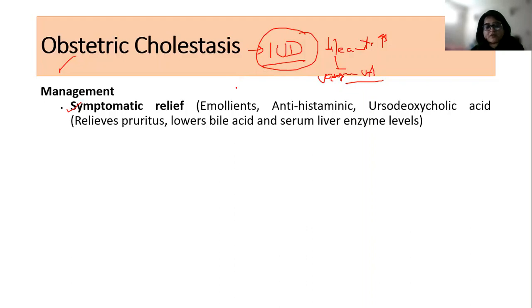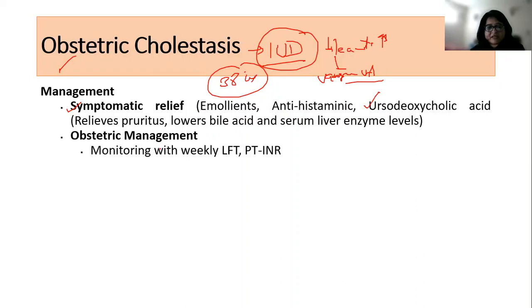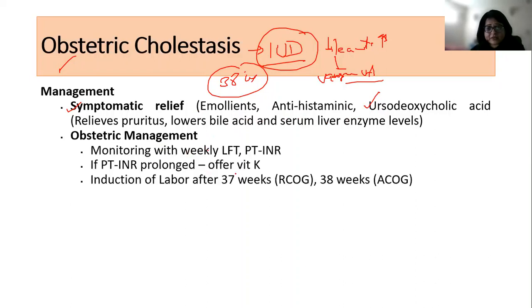Many times the patient comes to us with no complaints, no decreased fetal movements, nothing, and you find there's an IUD. So because we're worried about the sudden IUD, we terminate at 38 weeks. All the rest are for symptomatic relief. Ursodeoxycholic acid is one of the main drugs in management, but the final management is delivery at 38 weeks. RCOG says after 37 weeks, ACOG says after 38 weeks. This is what we will follow.